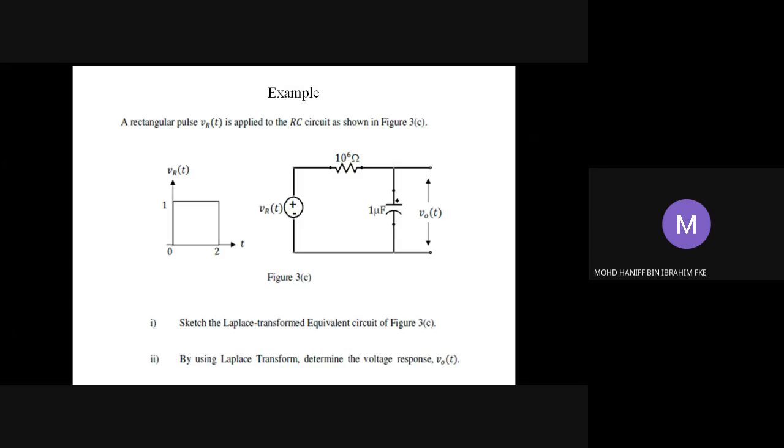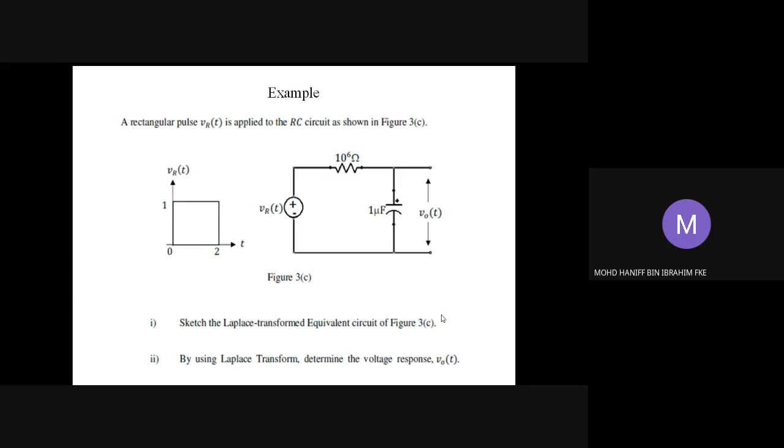So we are given a rectangular pulse v_R(t), which is applied to the RC circuit as shown in figure question 3C. The v_R is a rectangular pulse from 0 to 2 in duration, and the amplitude is 1, applied to this RC circuit with a resistor of 10 power of 6 ohm and capacitance C of 1 microfarad. Number 1, sketch the Laplace transform equivalent circuit of figure question 3C. Number 2, using Laplace transform, determine the voltage response v_o(t).